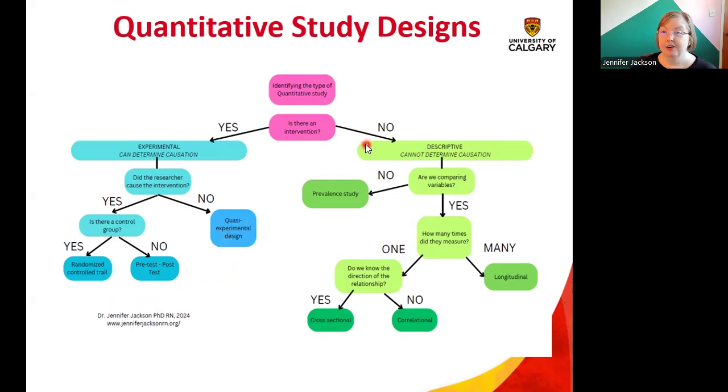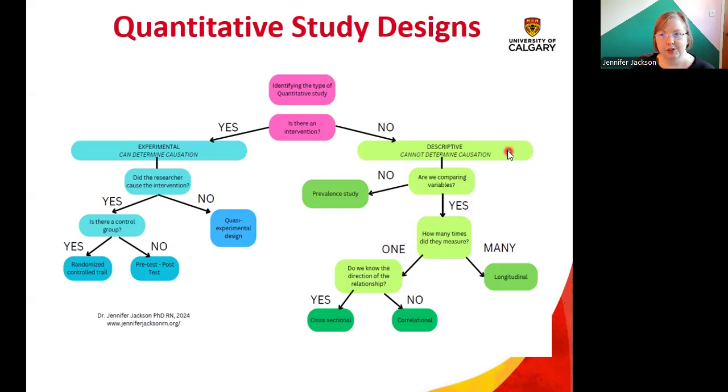On the other hand, is there an intervention? No, we're just measuring stuff out in the world. Okay, this is a descriptive study. This cannot give us cause and effect. In an experimental design, we did a thing and we're measuring after, and we can determine exactly if that thing caused the outcomes. With a descriptive study, we cannot.